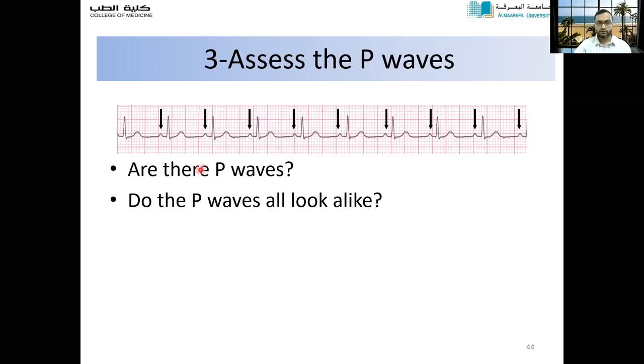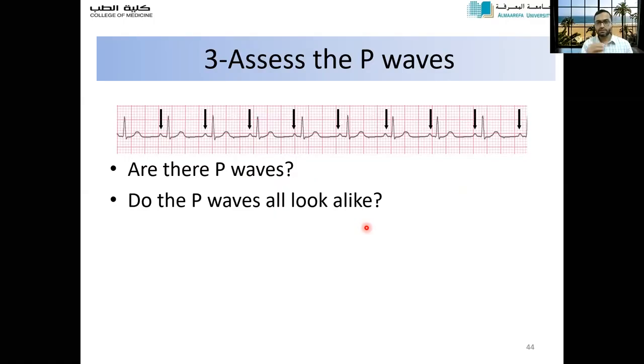And I told you that whenever the P waves are present, this is suggestive that the beats are originating in the SA node. When the P wave is present and has a normal shape, upright and round, it suggests that the beats are originating in the SA node. That's why you are asking whether the P waves are there or not. Do all the P waves look alike? This gives you an idea that all the beats are originating in the SA node.